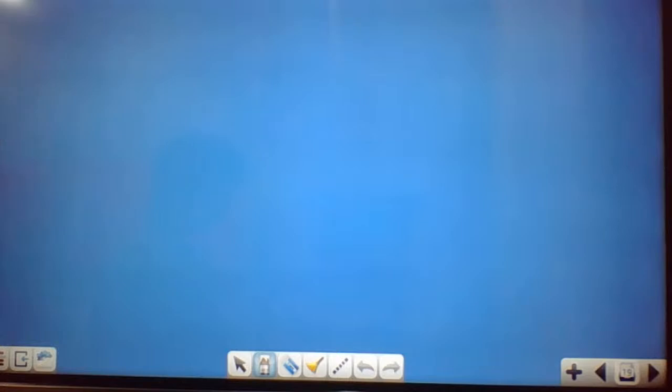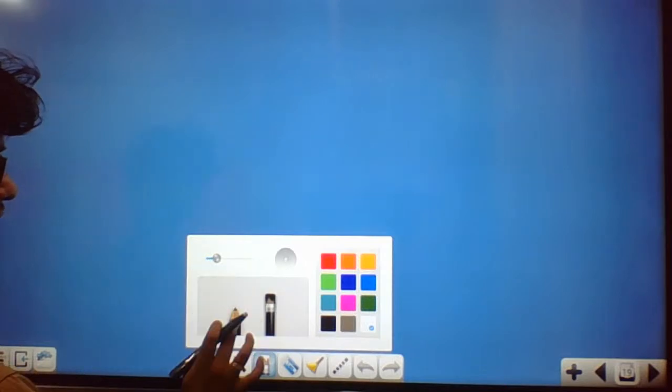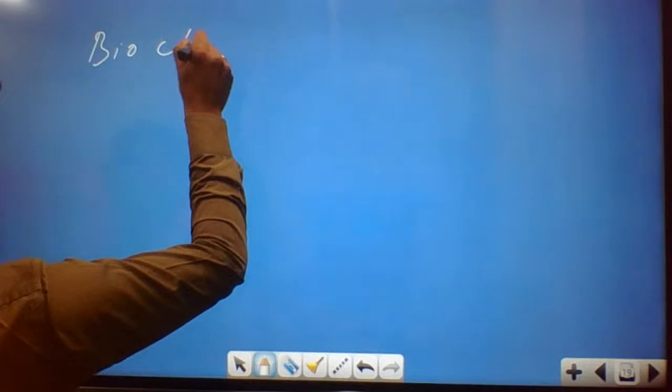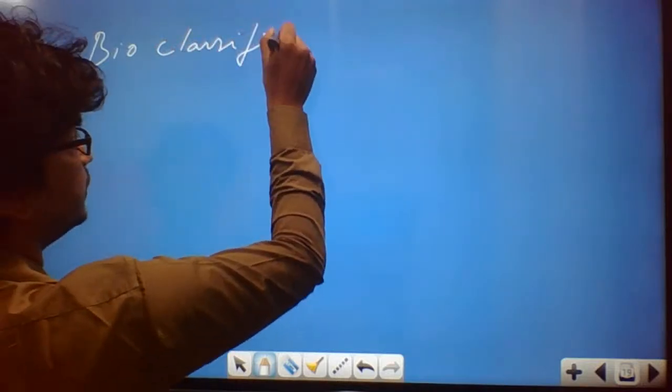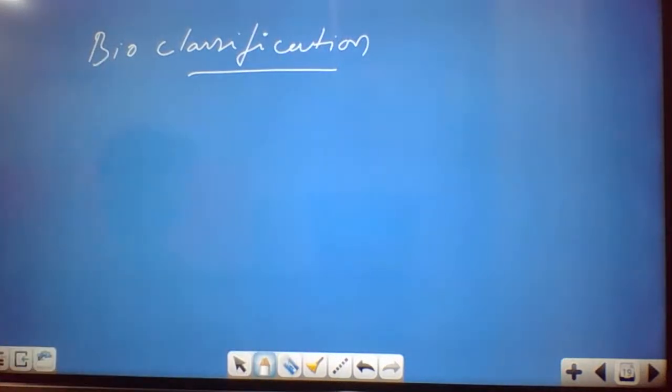All right, guys. We'll start with the diversity in living organisms. We'll start with bioclassification. Let me start with the introduction of this bioclassification. Once we're done with this, we move to the other parts.